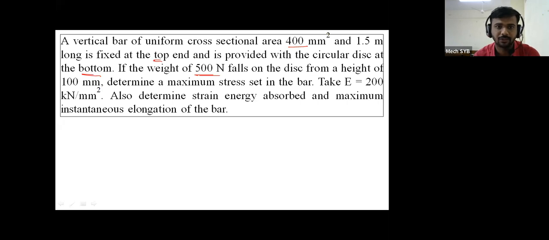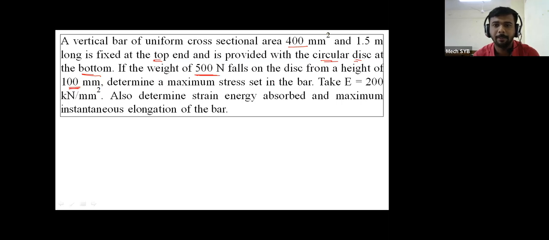At the top side, this rod is fixed and at the bottom side, one circular disc is there, which we can consider as a collar. If a weight of 500 Newton falls on the disc from a height of 100 mm. How much weight is falling from the certain height? This 500 Newton load is falling from a certain height, and that height is also given as 100 mm.